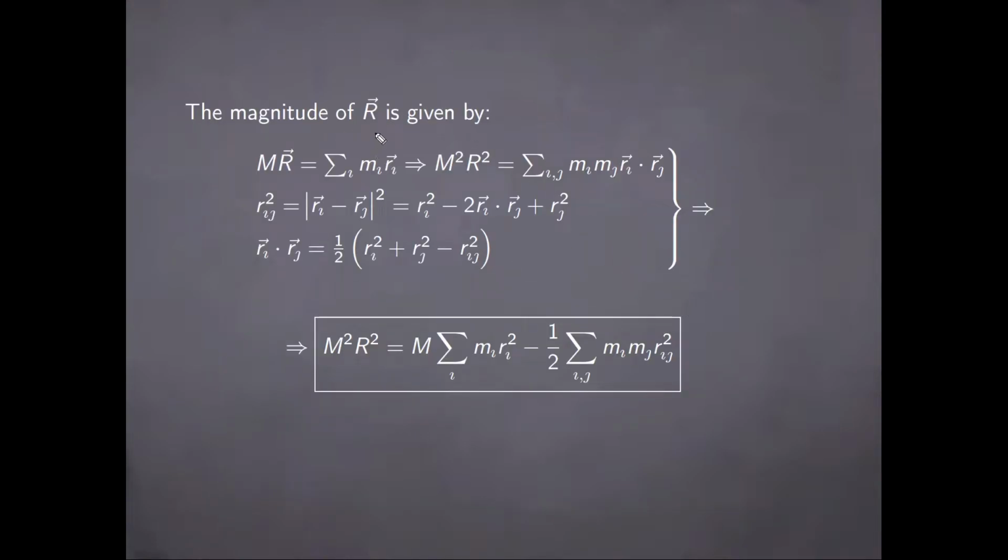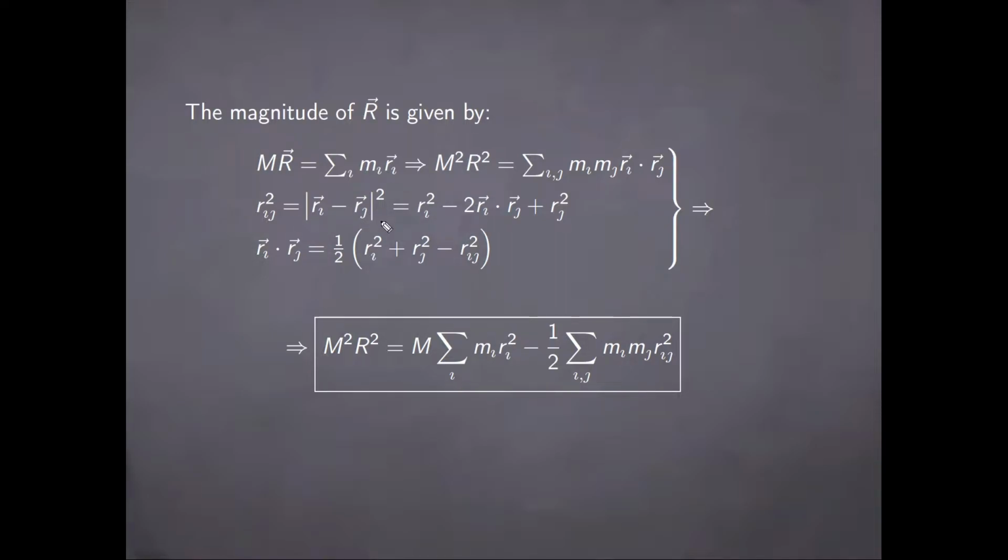The magnitude of R is given as follows. If we start from the definition and we square it, we obtain that the total mass squared times capital R squared must be equal to a double sum over products of masses multiplying the corresponding dot product between particle radii. Now, the square distance between two particles follows very simply from the definition of their relative vector as the difference between their two radial vectors with respect to the origin of the coordinate system.